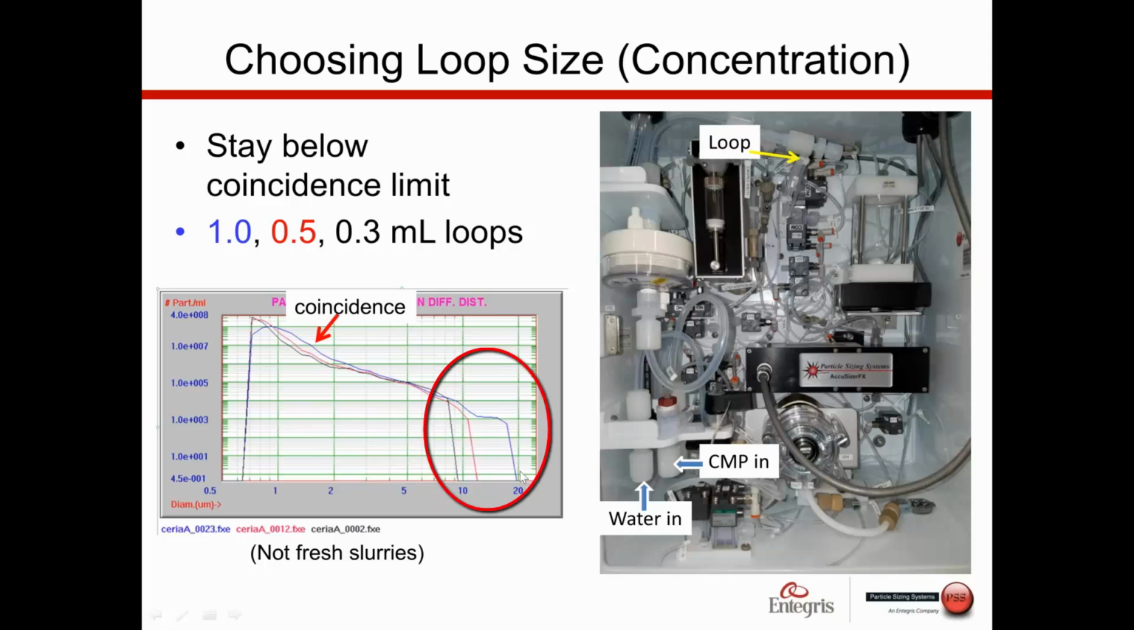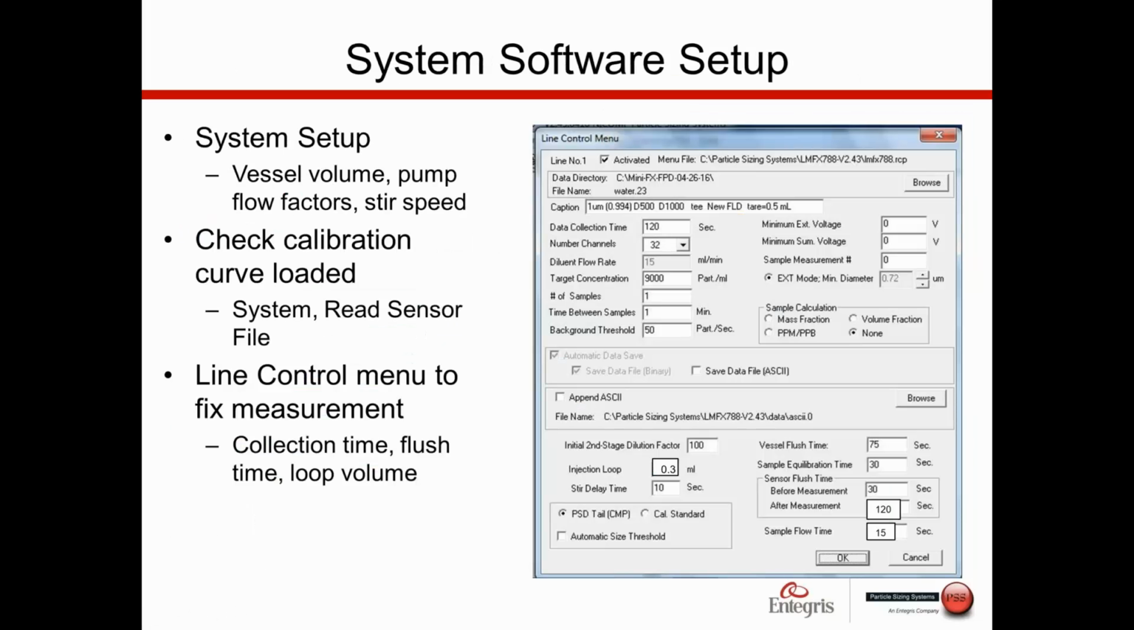errors. By the way, these tails that you see, this is not a fresh CMP slurry. It's pretty rare you see tails going all the way out to here. But this is just me having fun in the laboratory and showing how you choose the sample loop to choose the best way to measure a system to be down below the coincidence limit.